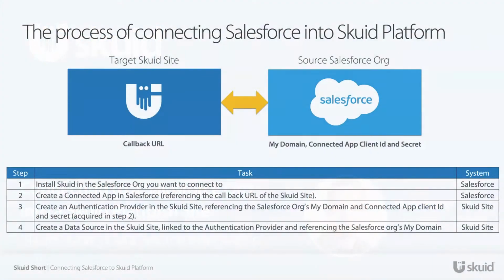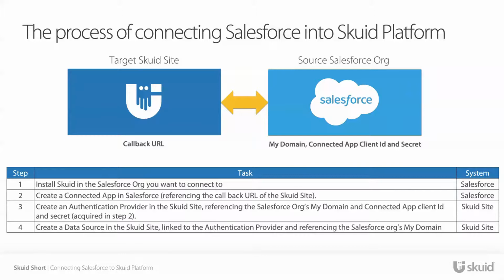Before we move on to the demo, let's just take a quick look at the artifacts and steps involved in getting connected. Within our target Skuid Platform site, we need to know the callback URL, and from our Salesforce org, we need to know the My Domain and the client ID and secret of the connected app.